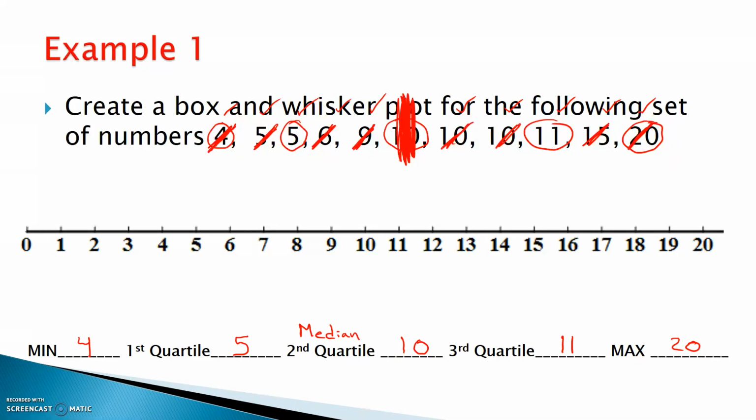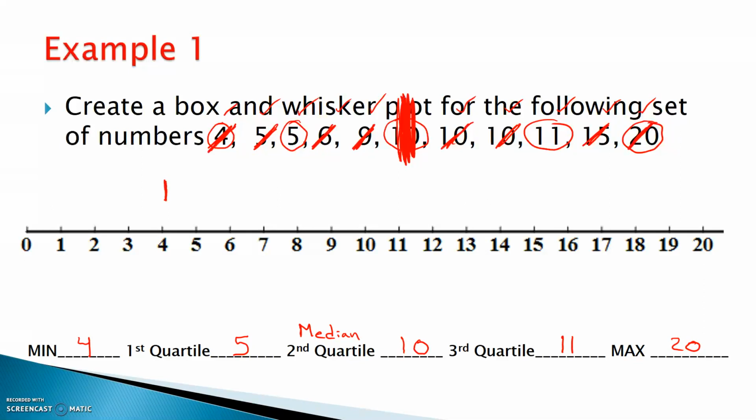Okay, so go ahead, draw your number line. This is the way that we do it. I'm going to start with all of my specific values: my min, my Q1, my Q2 or median, my Q3, and my max. I'm going to draw little vertical lines right on top to designate where they go. For my minimum, I'm going to draw a little vertical line right on top. That's going to be the bottom end of that whisker.